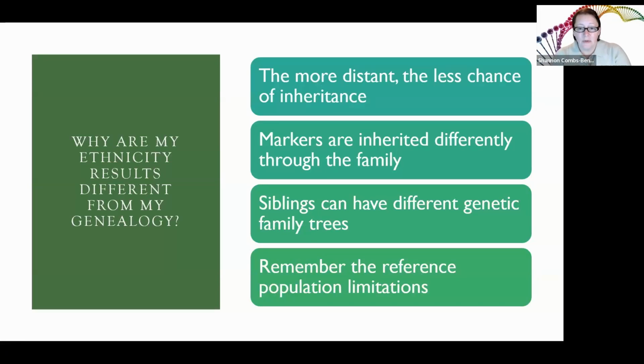Okay, so the other thing that you need to remember is that siblings can even have different genetic family trees for ethnicity. I tested my father and his brother and sister, and his brother and sister had identical ethnicity charts. And my father looked like he was adopted. He didn't match them at all. But I knew that they were related. They showed up as full siblings on all the DNA tests. But it's just he inherited different ethnicity markers than they did. So it doesn't mean you're not related, even if you don't match ethnically.